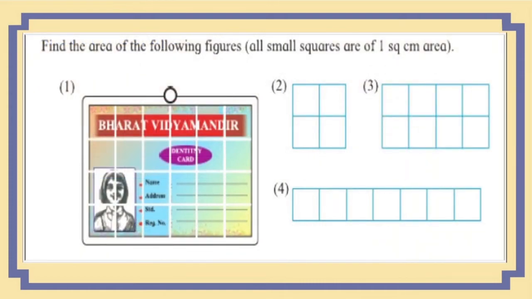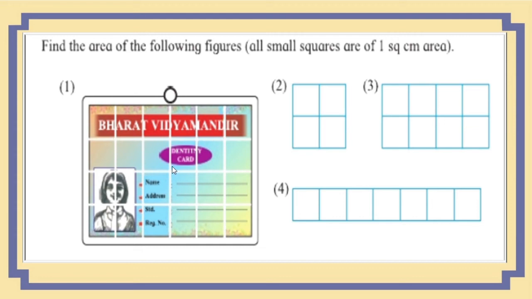Here this is from your textbook. Find the area of the following figures. All small squares are of 1 square centimeter area. See, this is of 1 square centimeter. This is also of 1 square centimeter, this is also of 1 square centimeter, and this one is also of 1 square centimeter. Got this? First we will move to this one.